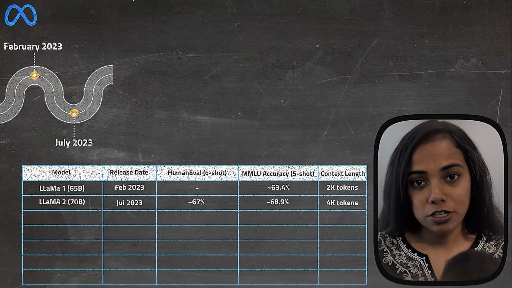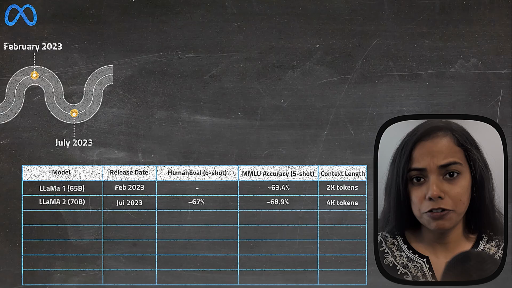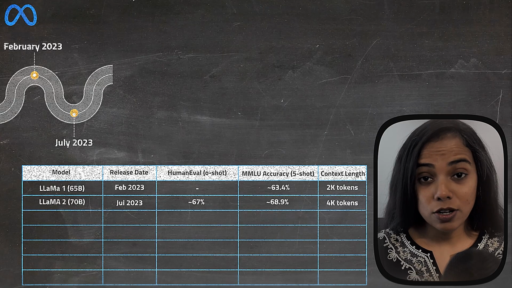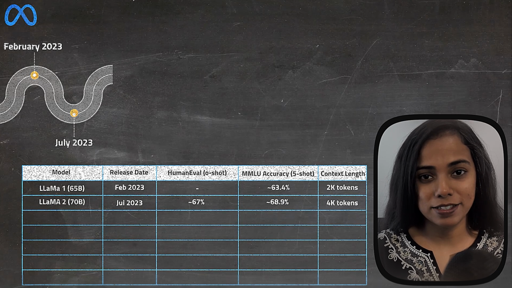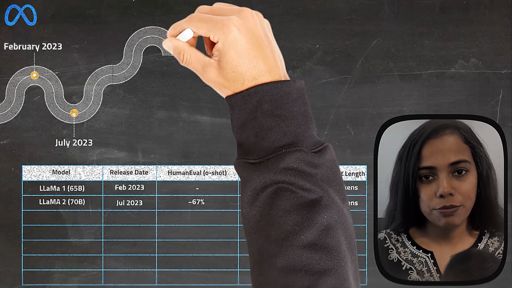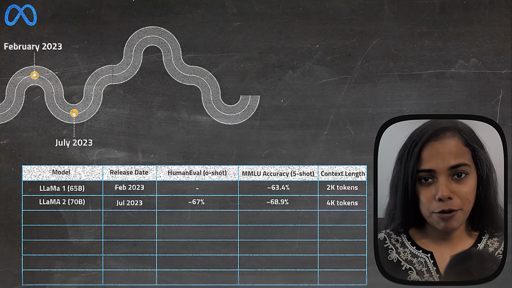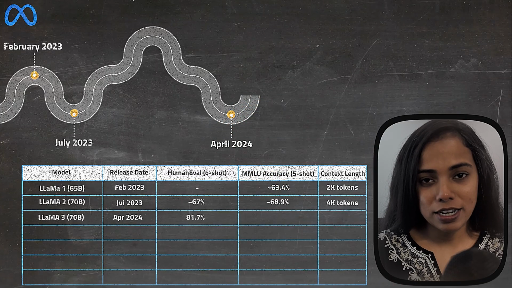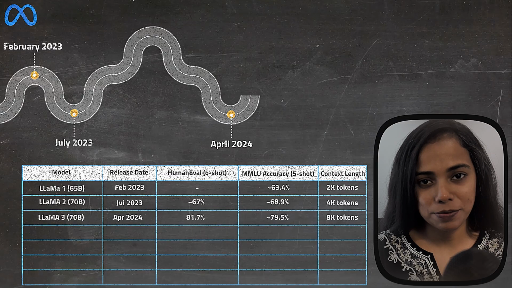The 70 billion version of the model achieved around 69% accuracy on MMLU under standard evaluation, which was pretty close to the score of GPT 3.5 at that time. It also nearly doubled LLaMA 1's performance on coding tasks, which is represented by HumanEval and math benchmarks, from 38 to 67. In April 2024, LLaMA 3 was released in the 8 billion and 70 billion parameter sizes.